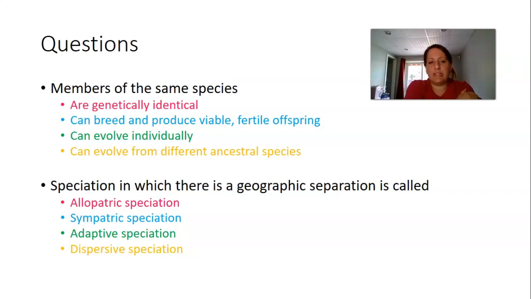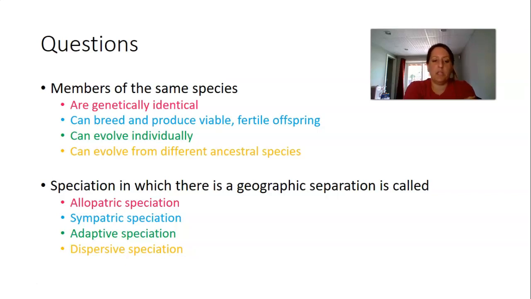And yellow doesn't make any sense. Members of the same species wouldn't evolve from separate ancestral species, right? They wouldn't end up being the same species. That doesn't make sense. And so blue, that one makes sense. So members of the same species are capable of breeding, in nature, and producing viable, which means alive, and fertile, which means that they can then reproduce themselves. So they can breed and produce fertile, viable offspring.